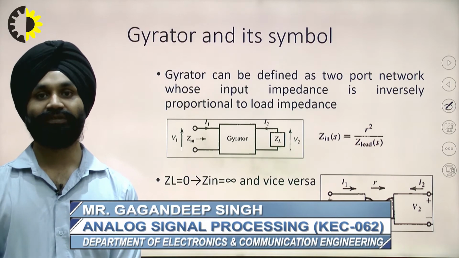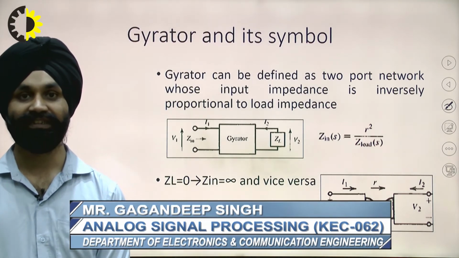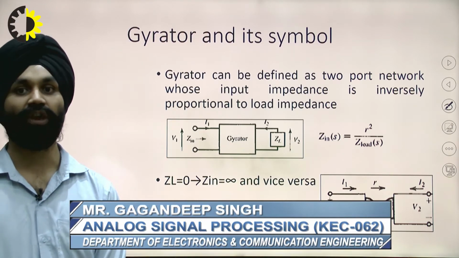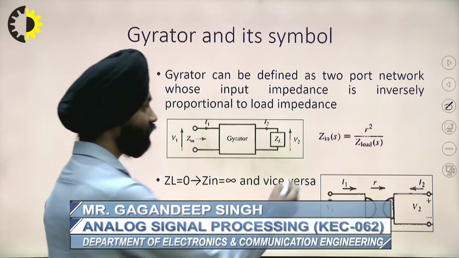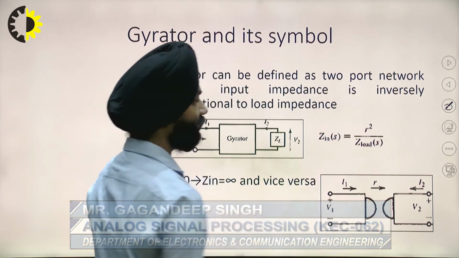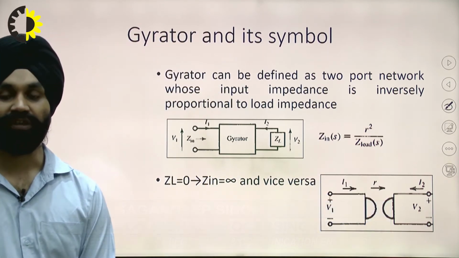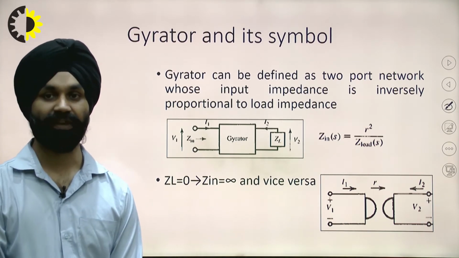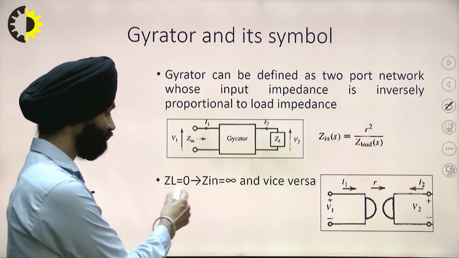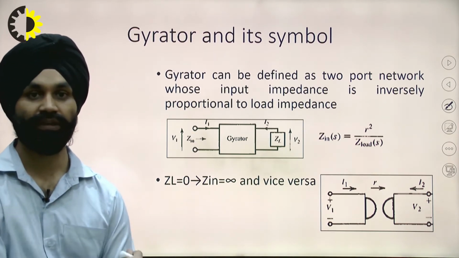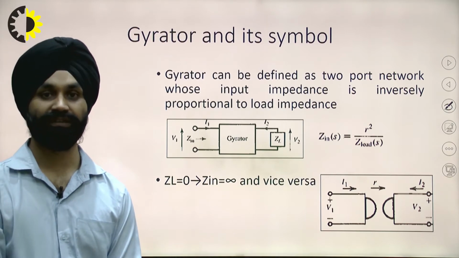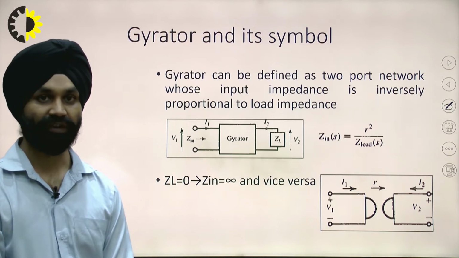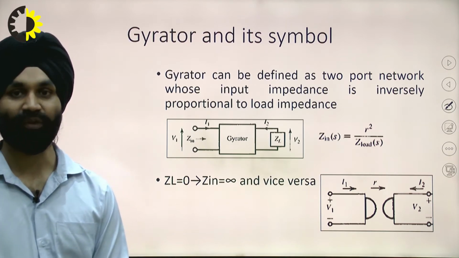In the last lecture, we discussed that there is a GIC called the gyrator, which is a two-port network whose input impedance is proportional to the output impedance, with a proportionality constant of R square. R square is the gyration resistance. We have seen that when there is no load, Zin is infinite, so it acts as an open circuit.